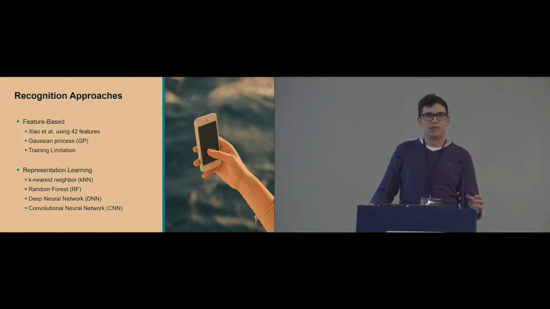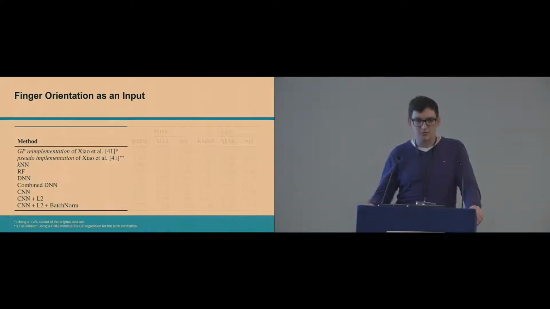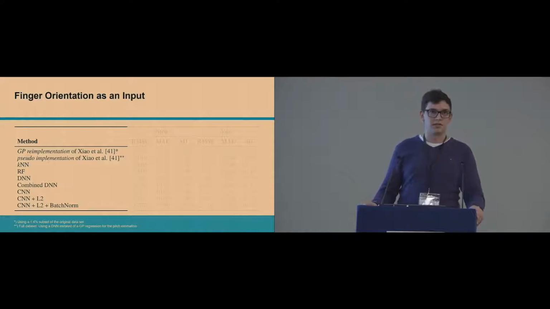We used the raw values from the capacitive matrix and piped them in as an input. We had two baselines for representation learning: a k-nearest neighbor approach and a random forest approach, where for both we trained for pitch and yaw. And then we used deep neural networks and convolutional neural networks. For all the models I'm going to show you in the following slide, we used a grid search to estimate the best parameters and achieve those results.